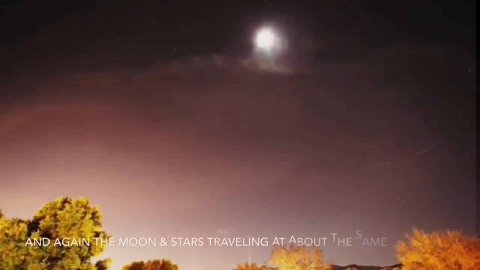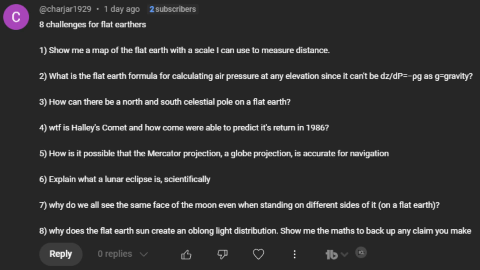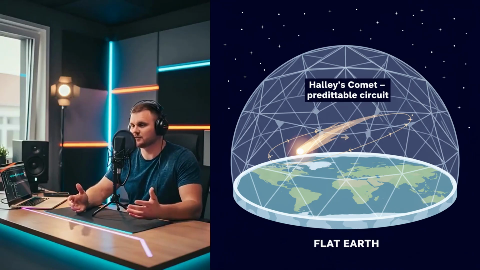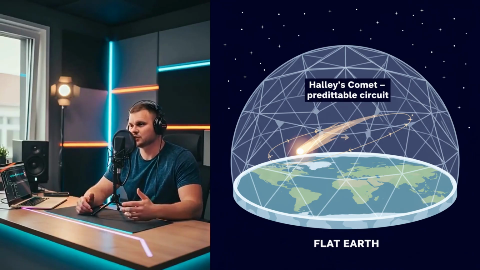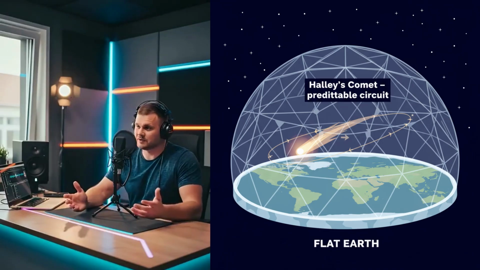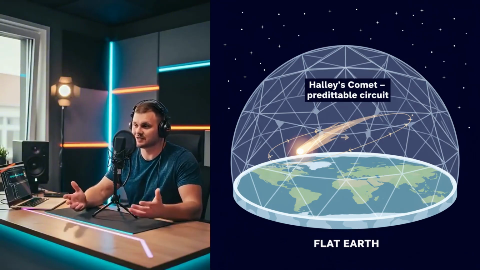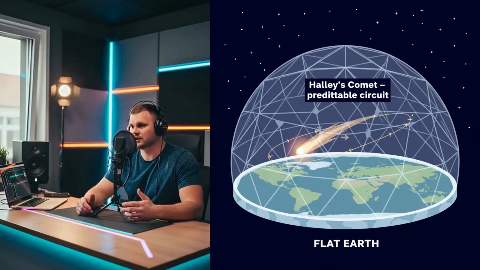Fourth, Halley's Comet. From a flat Earth view, Halley's Comet is not a dirty snowball orbiting the sun millions of miles away, but a luminary with a predictable path inside the firmament. Ancient astronomers tracked its cycles long before Newton's gravity. The periodicity is based on its circuit, not on a heliocentric orbit.